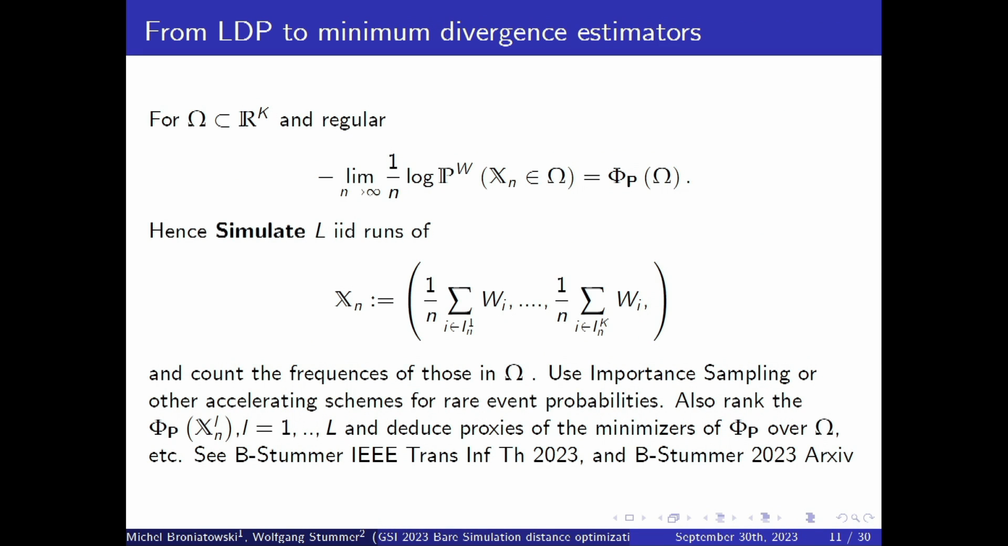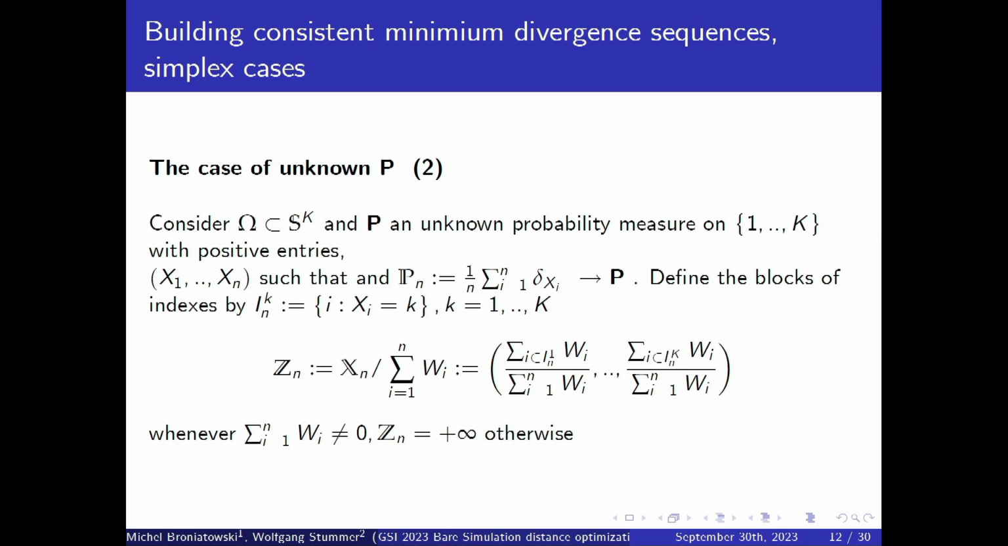Okay. So we simulate trends, and what we get is the xn, and we just count. Details are in here. Okay, when we go to the case when we want to optimize in a statistical context, then omega is in the simplex.